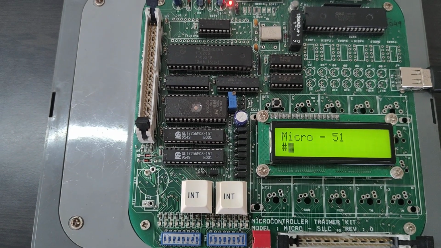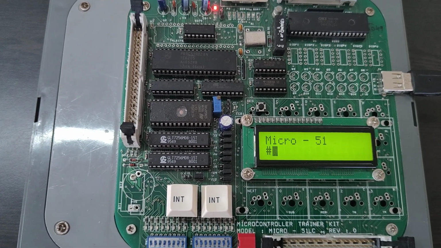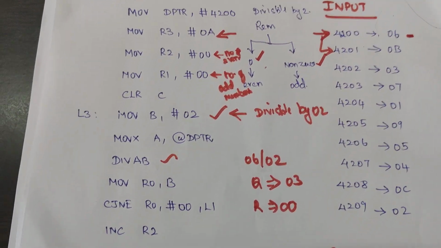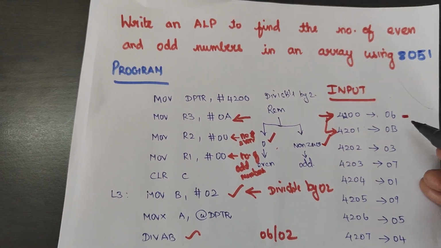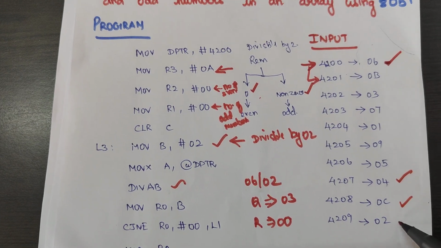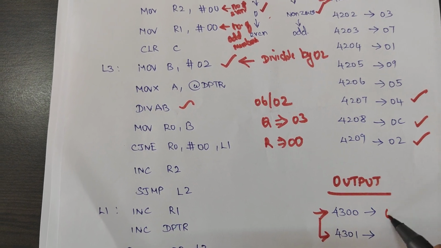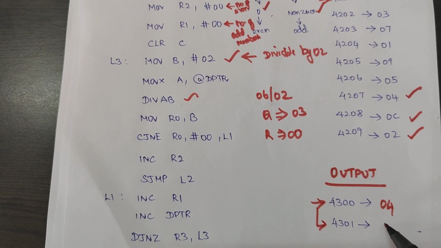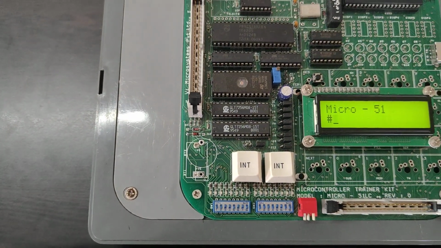Now I should get the output for the 10 inputs I loaded. In these 10 inputs, 6 will be odd numbers and 4 will be even numbers. You can see in this input, I just loaded 10 values. In these 10 values, the even numbers are 6, 4, C and 2. So at 4300 I am going to load the even count, so the answer should be 4, and 4301 will have the odd count. My odd count will be 6. You have to obtain the same answer using the 8051 microcontroller kit.